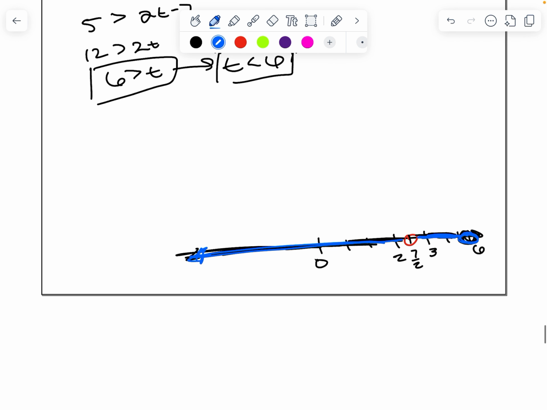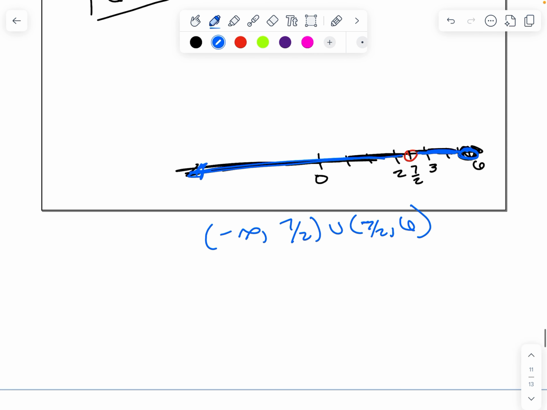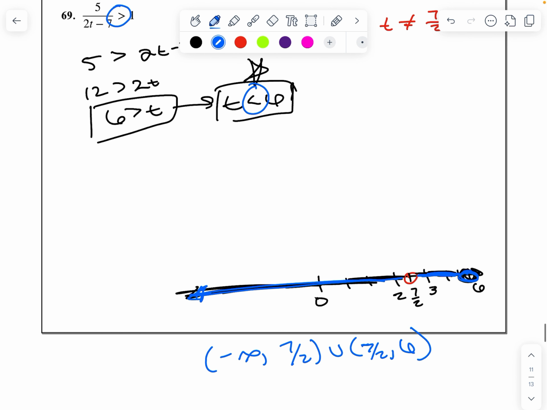And so my interval notation solution is everything from negative infinity up to 7/2, and then everything from 7/2 up to 6. Not including the 6 because this is strictly greater than. Here is strictly less than, right? And so no brackets at all on this problem.